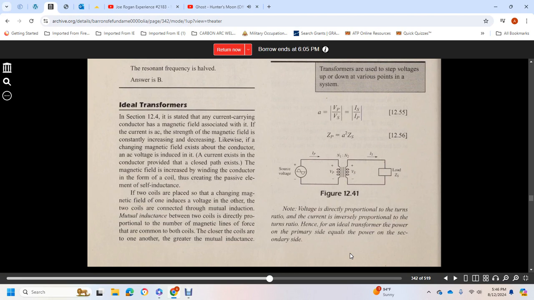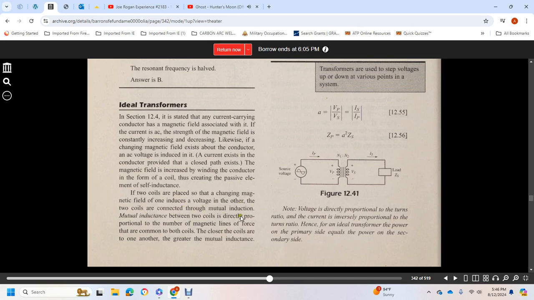Alright, the ideal transformer, section 12.4. A current-carrying conductor has a magnetic field associated with it. With AC current, the strength of the magnetic field is constantly increasing and decreasing. Likewise, with the change of the magnetic field that exists around the conductor, an AC voltage is induced in it. Current exists in the conductor provided a closed path exists. The magnetic field increases by winding the conductor in the form of a coil, creating a passive element with inductance. Two coils placed in the changing magnetic field have a voltage induced, and the two coils are connected by mutual induction.